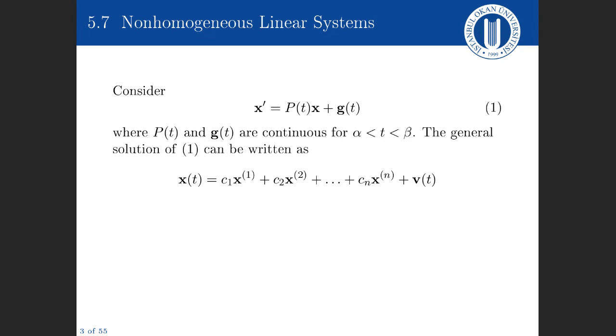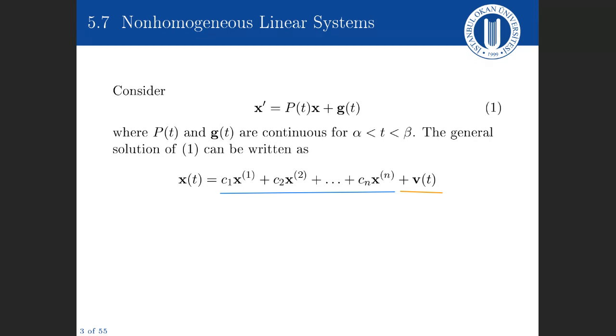When we find the general solution to this equation, we can write it as a linear combination of functions in a fundamental set of solutions. In other words, c1 x1 plus c2 x2 plus etc. plus cn xn. And then we're going to be adding on an extra function, a particular solution. Think back to chapter 3, the idea is the same.